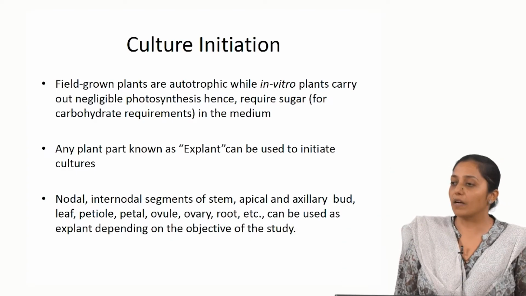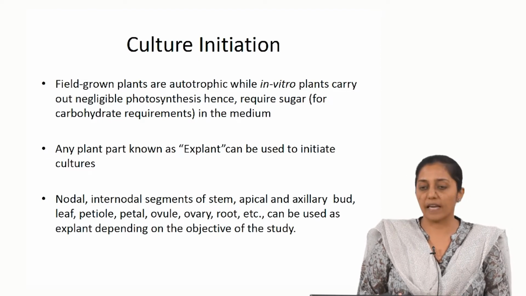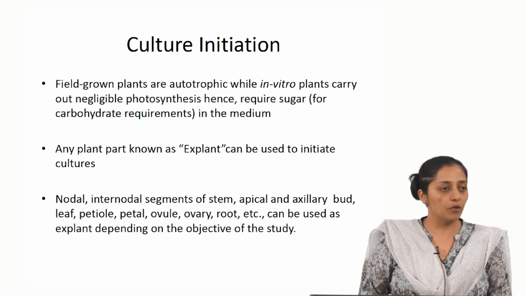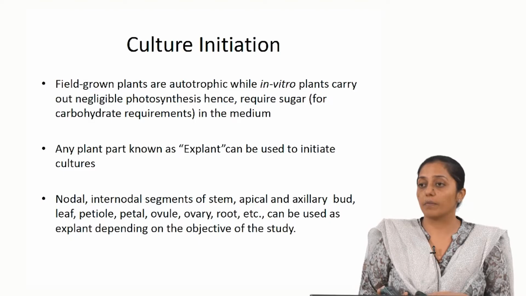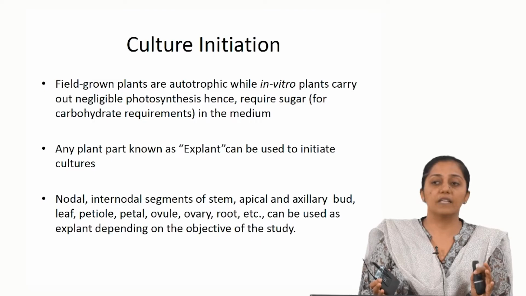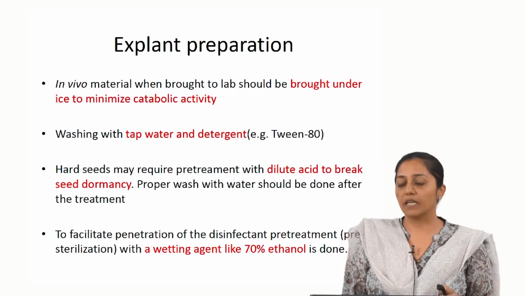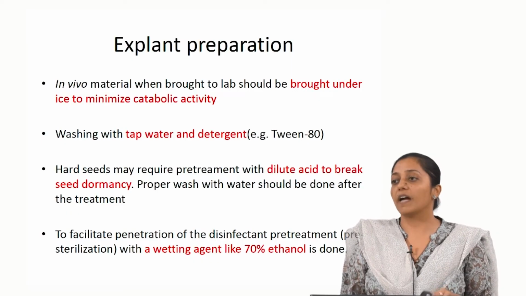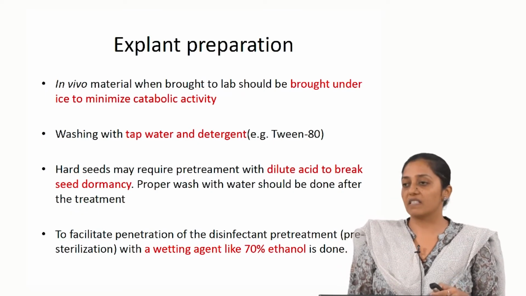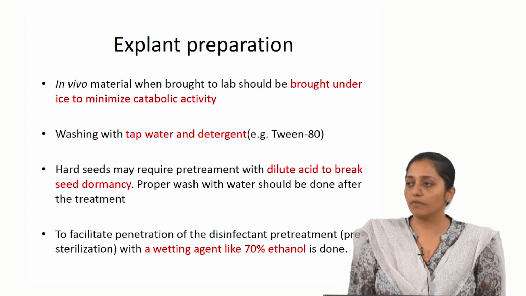Now what different parts of the plant can be used as explants? They can be nodal or internodal segments, apical or axillary meristematic regions, petioles, even flower petals, ovules, ovaries. So any part of the plant can be used effectively as an explant. Now how to decide which kind of explant to use? It also depends on what kind of in vitro culture you would like to carry out. We will see, when we discuss different forms of in vitro cultures, what explants are used which can lead to different forms of in vitro cultures.